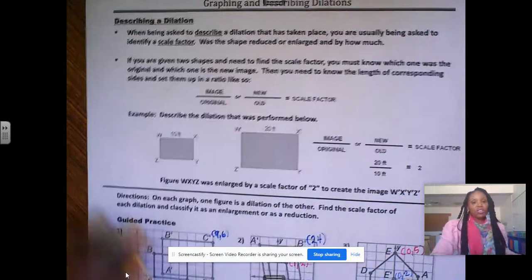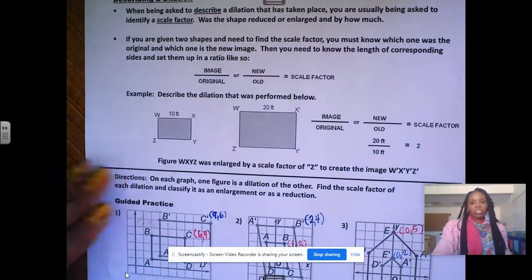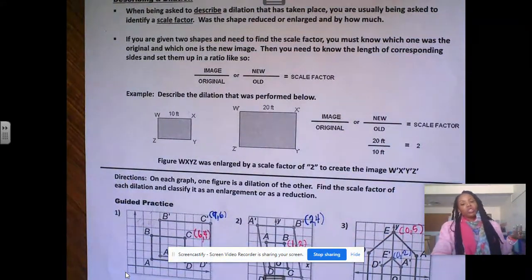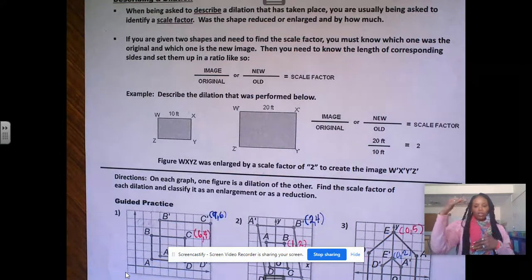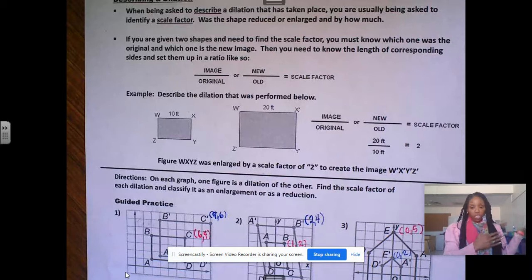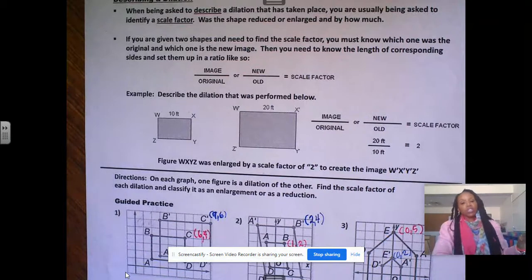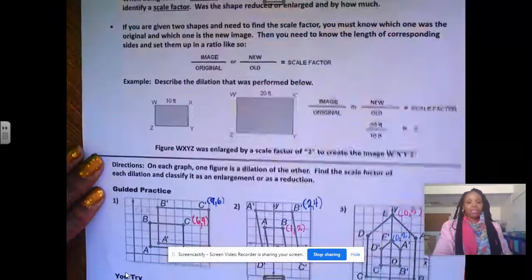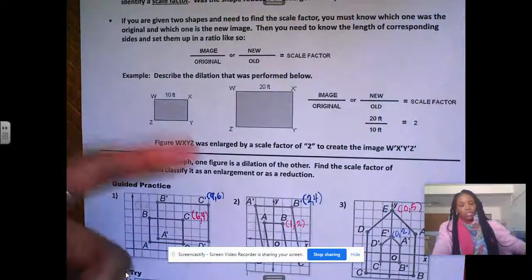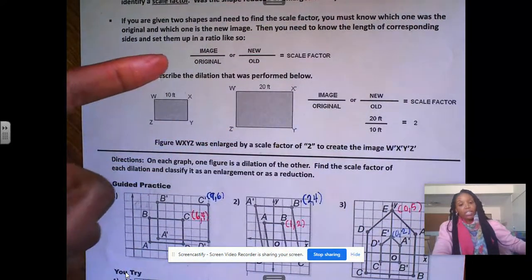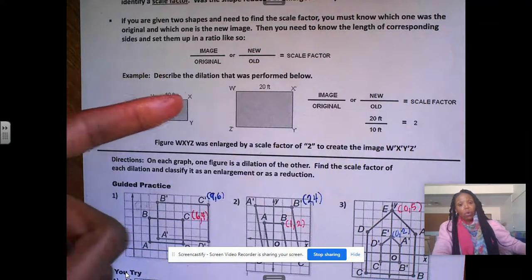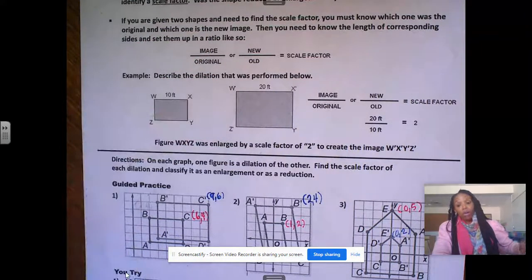Okay, so if you're given two shapes and you need to find the scale factor, you must know which one was the original and which one's the new image. Don't forget, the new image is the prime marks or the tick marks, and the original is just the regular letters. Then you need to know the length of the corresponding sides and set them up in a ratio-like fashion. So the formula to find a scale factor is your image divided by the original, or new divided by old, or prime marks divided by regular letters.